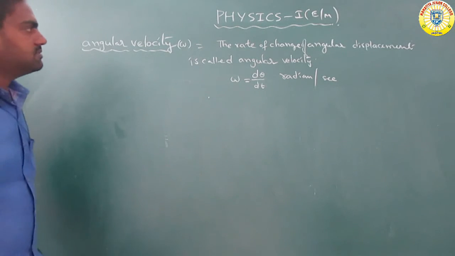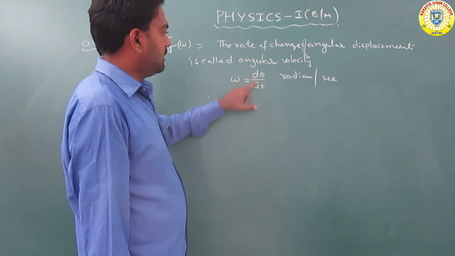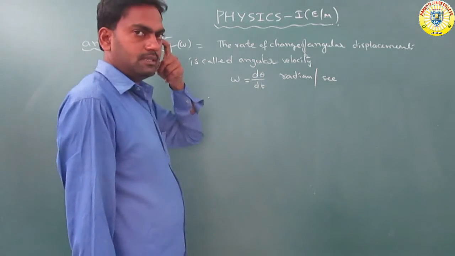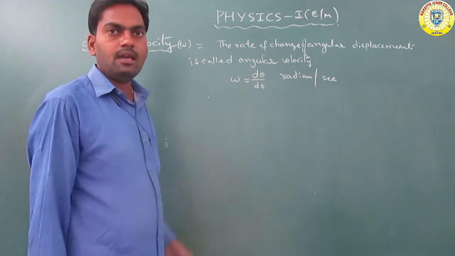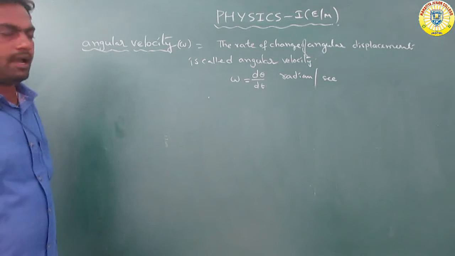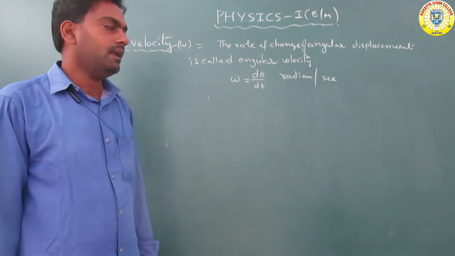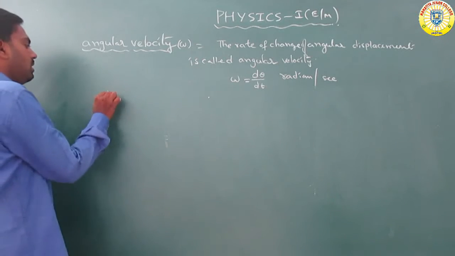Okay, the rate of change means with respect to time. So the rate of change of the angular displacement is called angular velocity. And now prove that V is equal to R omega.